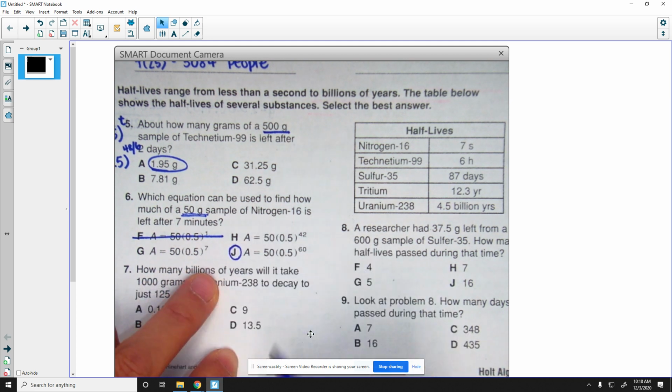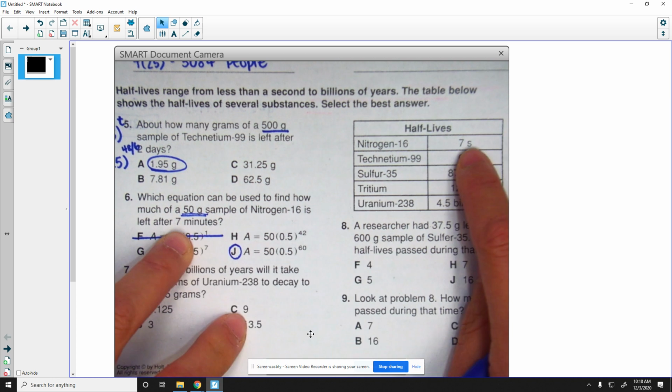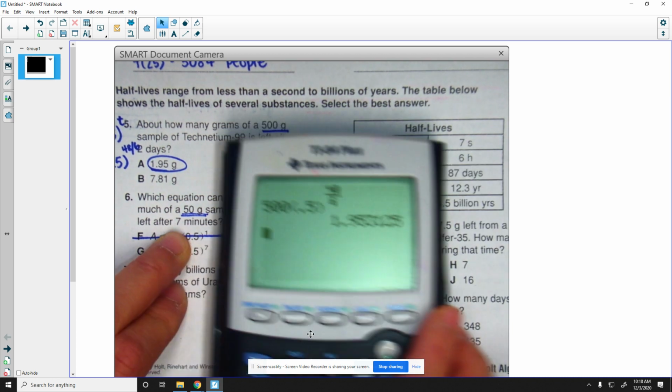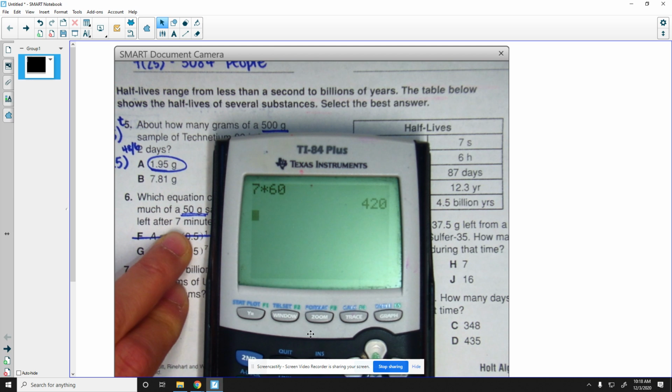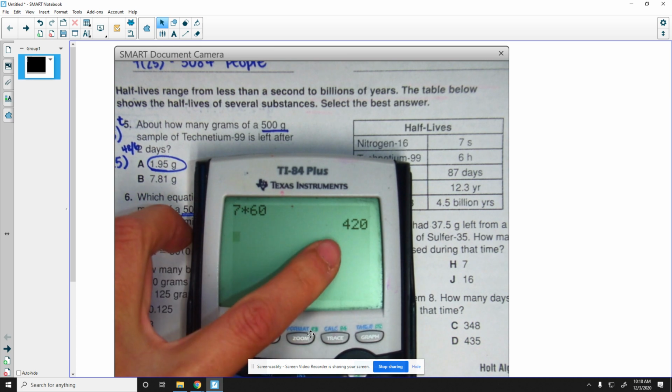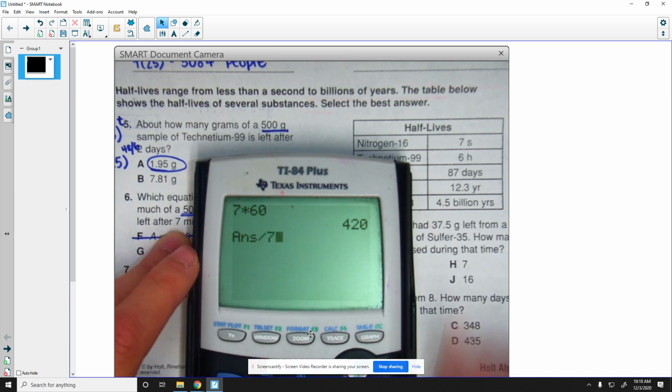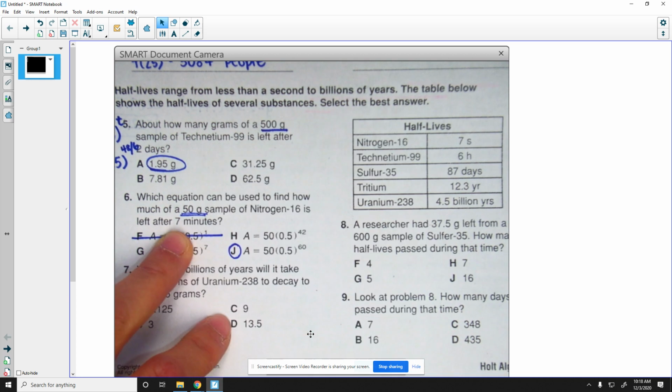J, it's 60. Remember, if you have 7 minutes but you're comparing it with seconds, then 7 minutes is 420 seconds, and then you have to divide it by 7 because that's its half-life. That's how we got 60.